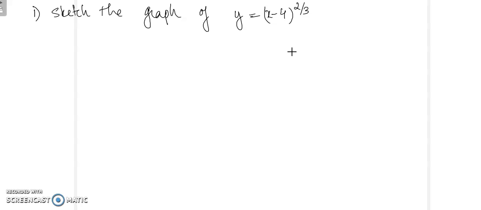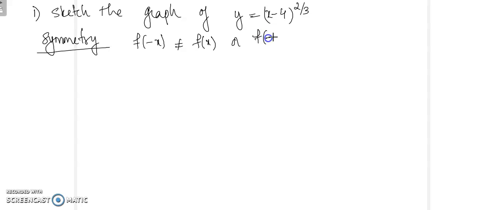So we obtain a vertical tangent line in this case. When we take the derivative, the slope will be infinite. Okay, so let us first check all the regular things. Let us start with symmetry. If you take f of minus x, that is not equal to f of x, or f of minus x is not equal to minus of f of x, so therefore it is not symmetrical.